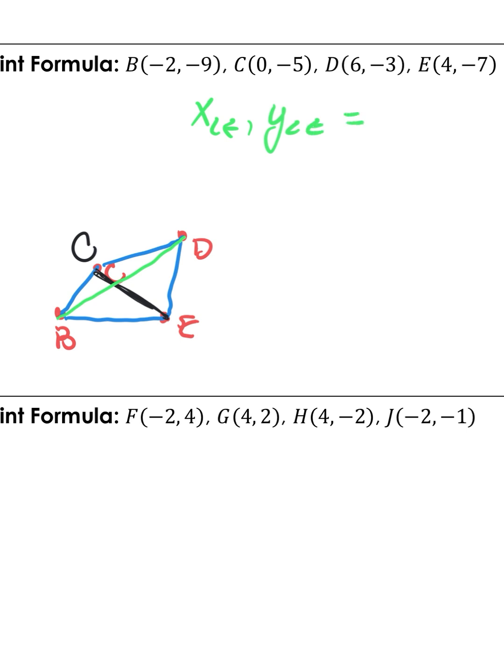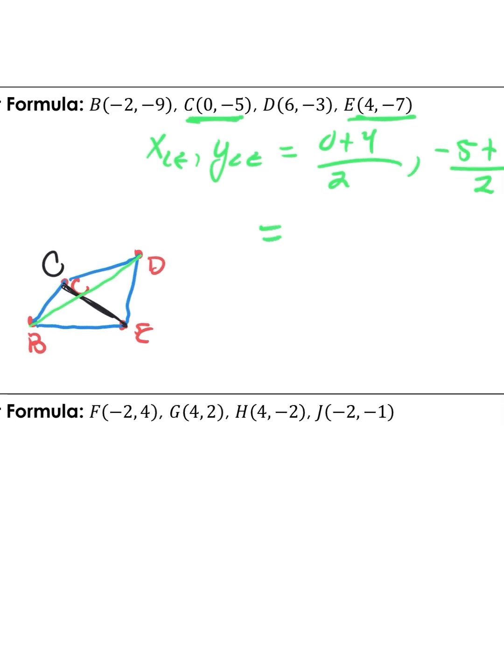You're going to take the average of the x's. So we're doing C and E. So that would be 0 and 4. We add them together, divide them by 2. So 0 plus 4 divided by 2. And then -5 plus -7, divided by 2. It's just an average, so you're always dividing by 2.